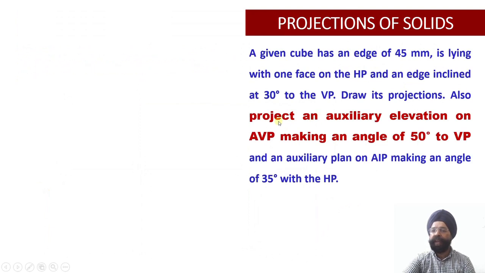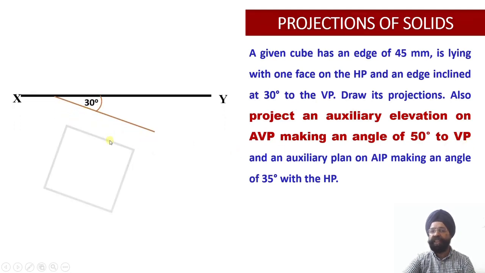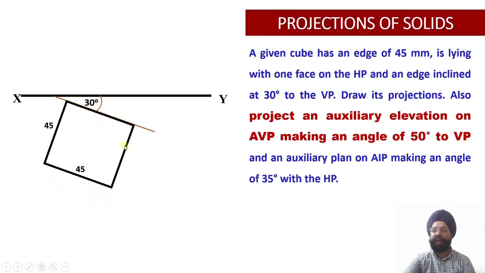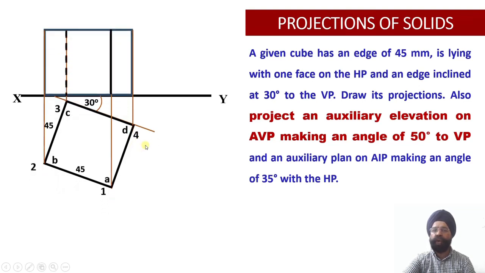So first of all, we are going to work out the projections as auxiliary elevation on the AVP, which is making an angle of 50 degree to the VP. So the inclined solid projections as we have discussed will be drawn once again. Just see, we have already discussed how we have obtained these front view and the top view of the inclined solid. Now this is the inclined solid projections which are available with us.